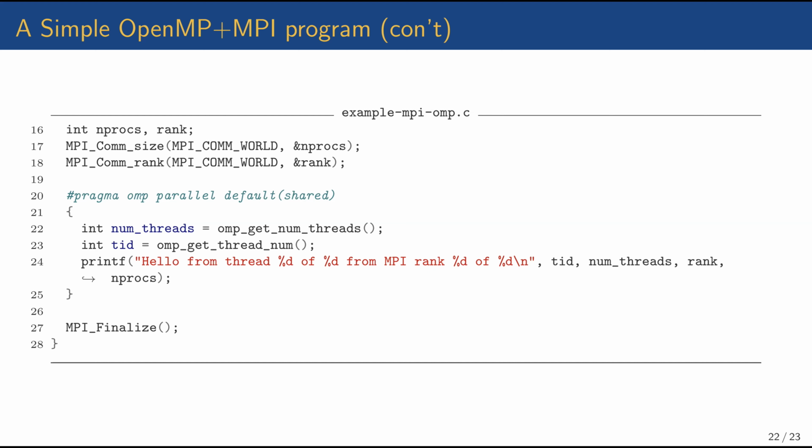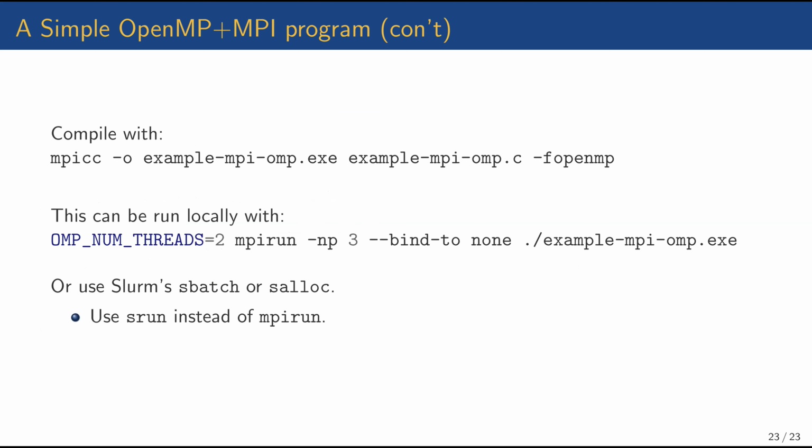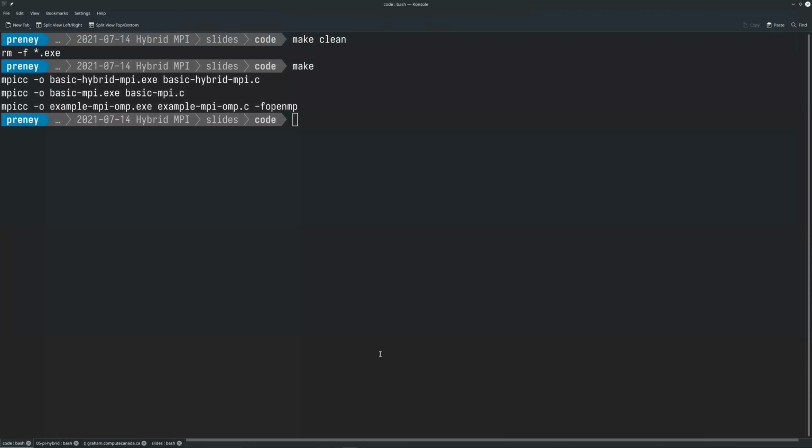This here is a hybrid MPI program, and when we run it, we can see how it'll run. So you can compile it, boom, and remember to pass your -fopenmp option in. You have to use mpicc and do that. And then you can run it locally, or you can use sbatch or salloc. But instead of using mpirun, use srun instead. Okay. So now let's take a look at that.